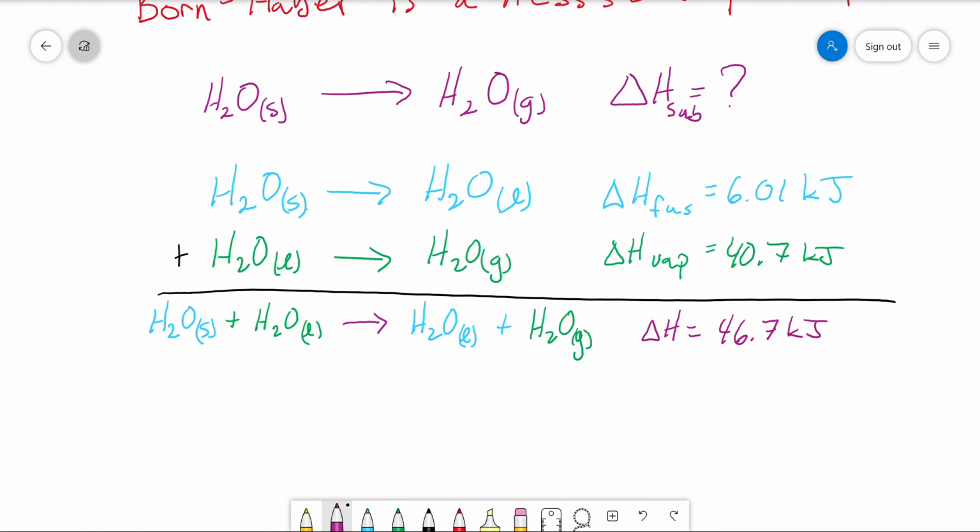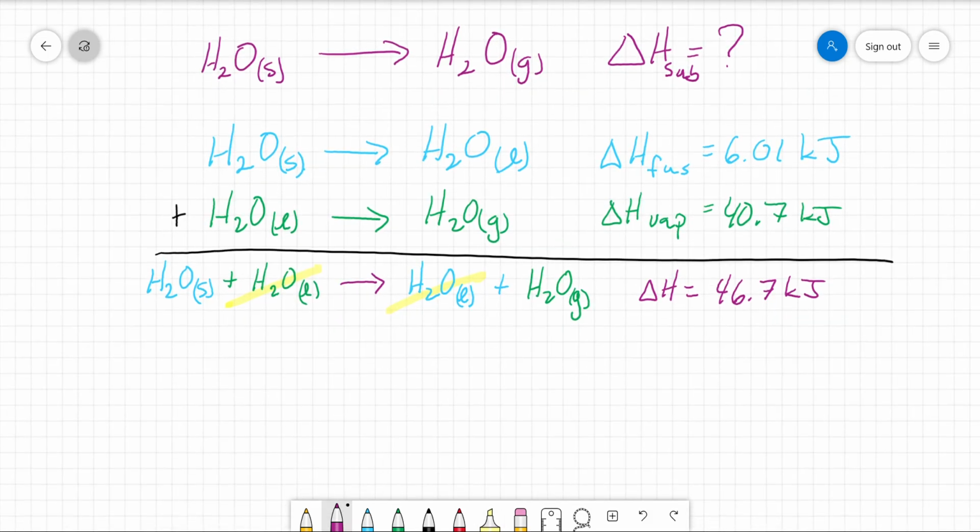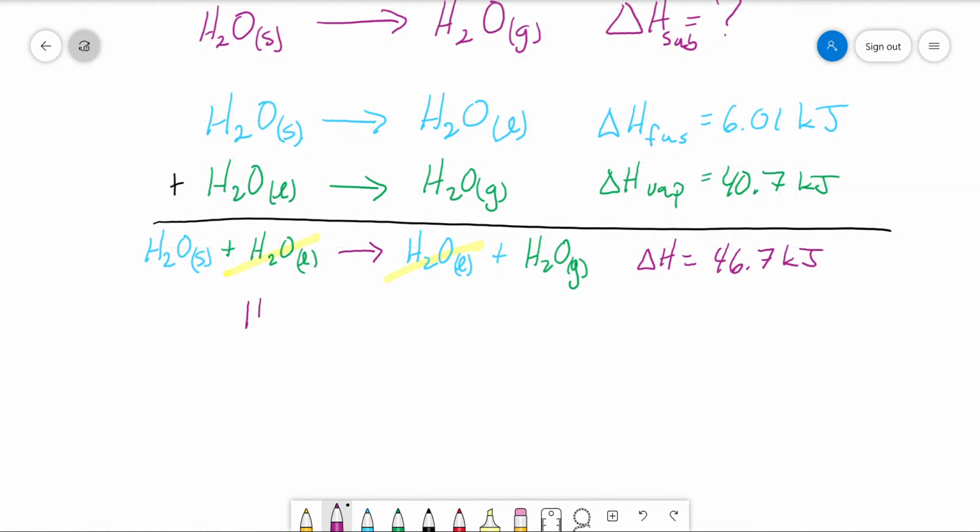Okay. Well, if you look at this reaction that we have here, some things appear on both sides. Well, actually, really just one thing. H2O liquid appears on both sides. Kind of like a net equation. We can cancel out stuff that appears on both sides. Cancel those out, rewrite what's left. H2O solid is this H2O gas, and the delta H of sublimation is 46.7 kilojoules. All right. In the next video, I will give you a more complicated example.